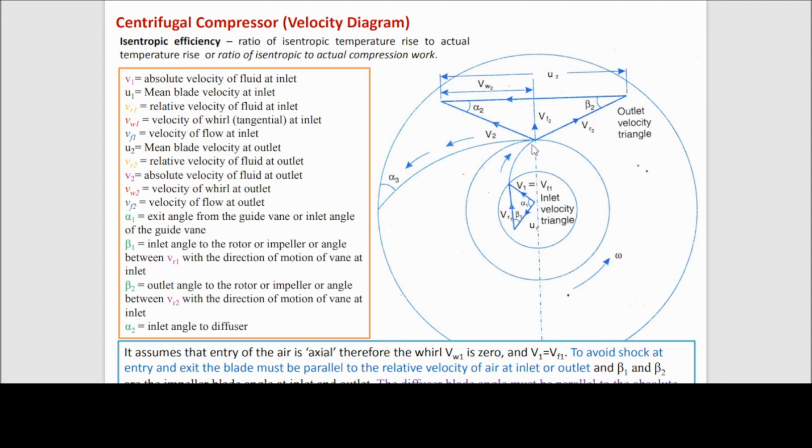Now it is exiting from the impeller in the tangential direction. So the relative velocity Vr2 is here. Here there was no component of absolute velocity, so Vw1 is 0. Here you can see the components of V2: this one is the whirl velocity Vw2, and this component is the flow velocity Vf2. I will draw it.